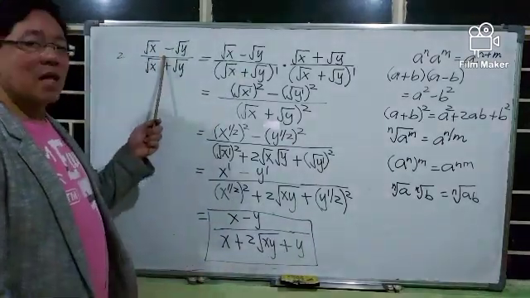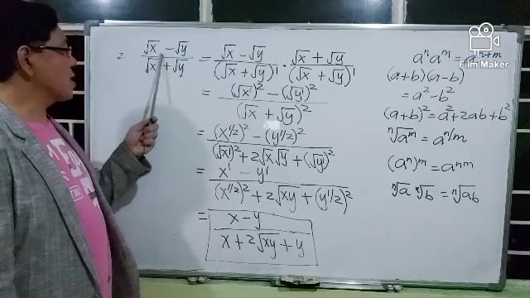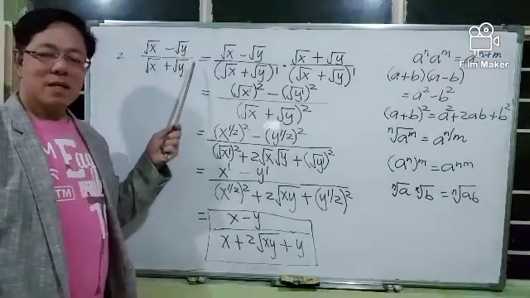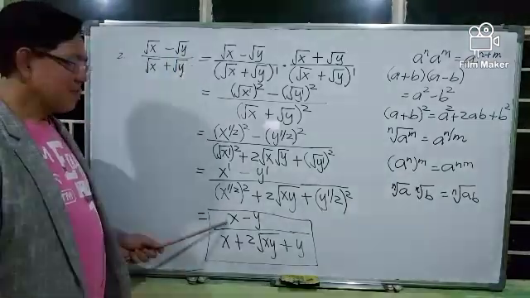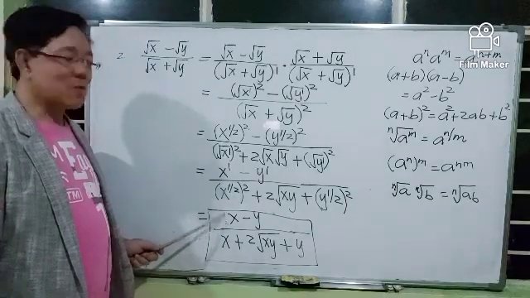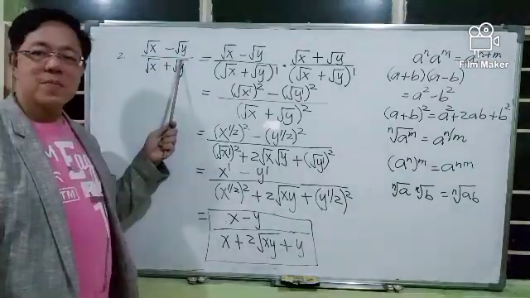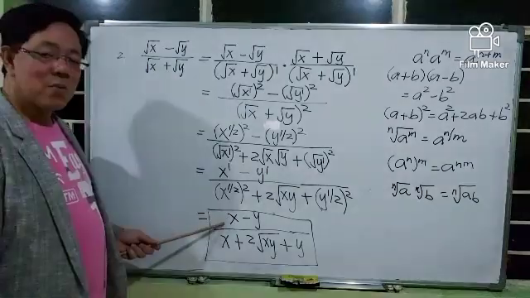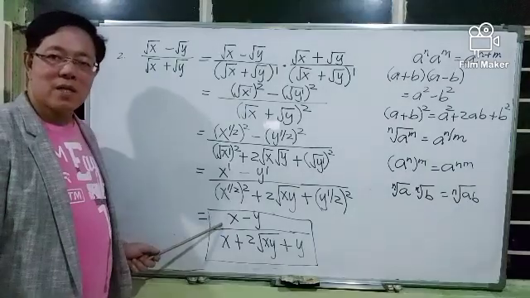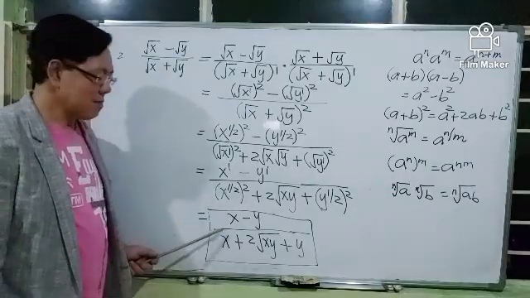Now we have rationalized the numerator, square root of x minus square root of y. That is, we have removed the radical sign from square root of x and from square root of y. The numerator now does not contain any radical expression or radical sign.